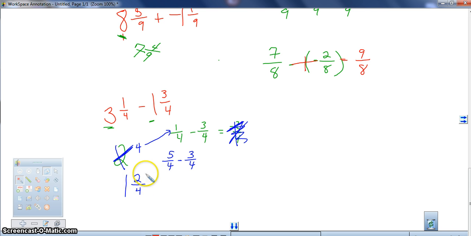Ooh, but one thing we can do, we can simplify. So this is 1, and 1 over 2 would be my answer. Okay? So you can't get a negative fraction when you have a mixed number, so you're going to have to borrow.